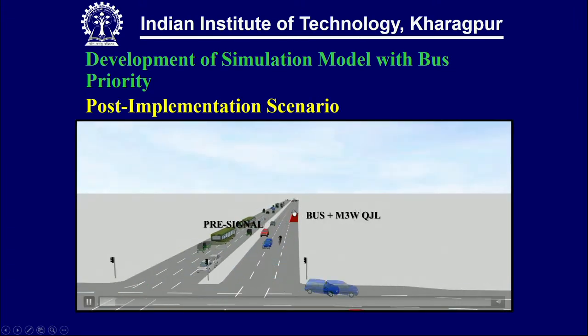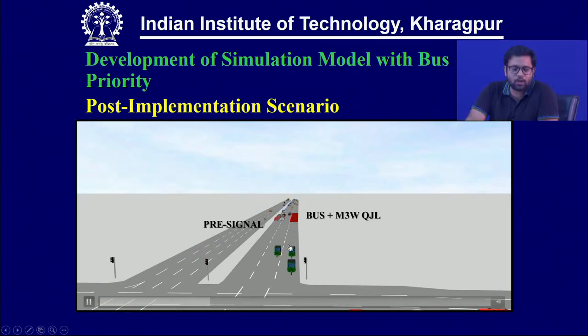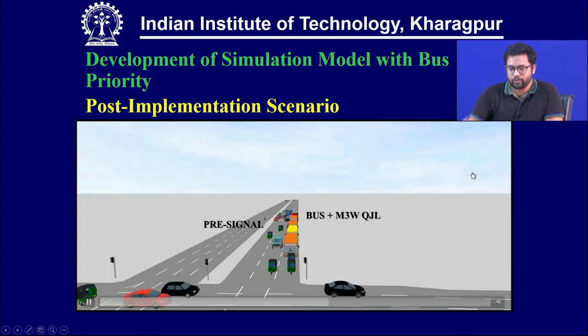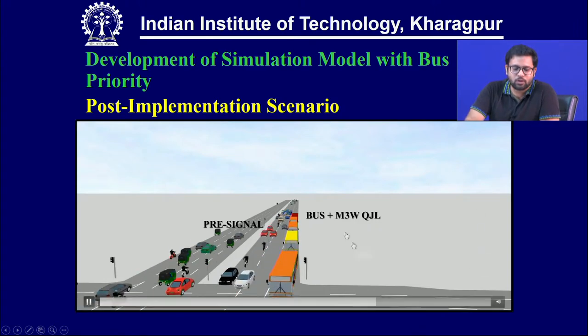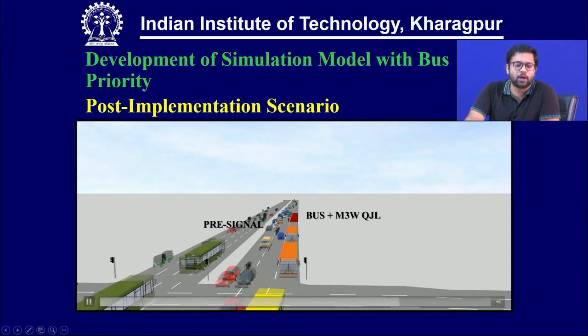So in the other case, we provide the pre-signal here, and we provide a queue jump lane and a bus advance area. So actually the motorized three-wheelers and the buses can jump the queue to reach the favorable position in the signal. All these buses can jump the queue to take advantage of the bus priority treatment. So the buses are cleared first, followed by the other vehicles.